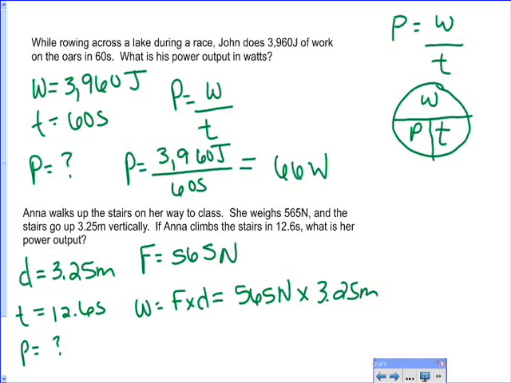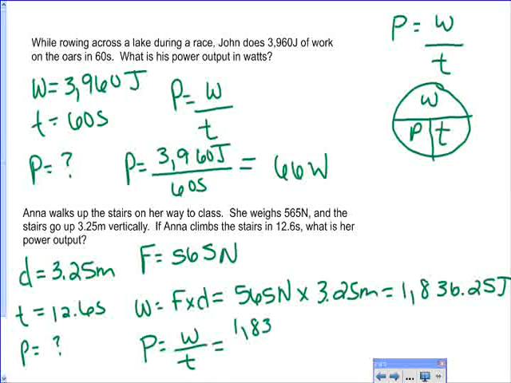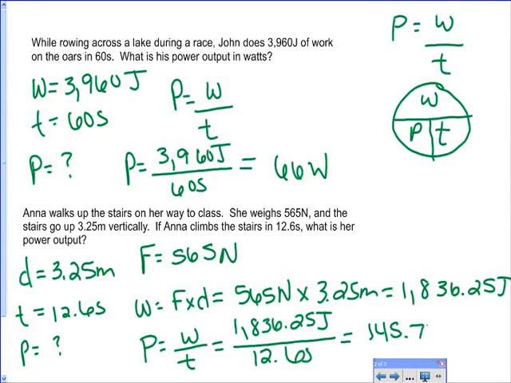And when you enter that in your calculator, you're going to see that you get 1,836.25 joules of work. Now, we can use our power equation of power equals work divided by time. We can fill it in with 1,836.25 joules divided by the time of 12.6 seconds. And that gives us an answer of 145.73 watts of power. Oops, I went through the watt, I'm sorry. But that's how you get that answer.